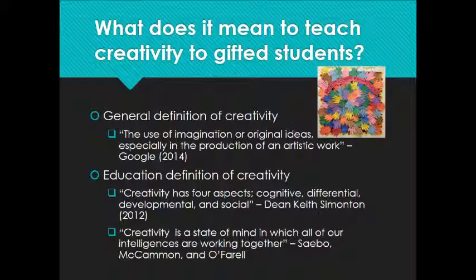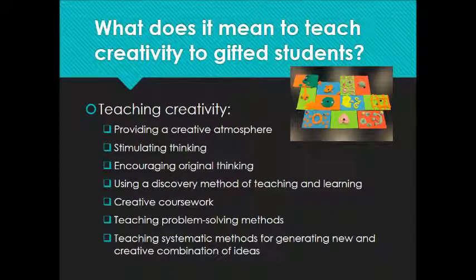From an educational perspective, Dean Keith Simonton talked about the four aspects of creativity as being cognitive, differential, developmental, and social. Cognitive creativity can be the ideas and thoughts of a person. Differential creativity is the focus on developing something unique. Developmental creativity can be seen as the progressive nature of something, and social creativity is mainly creating innovative ideas of how to socialize. As you can see, there's no one definition for creativity. Hence, teaching creativity is very broad and cannot be captured in one sentence.